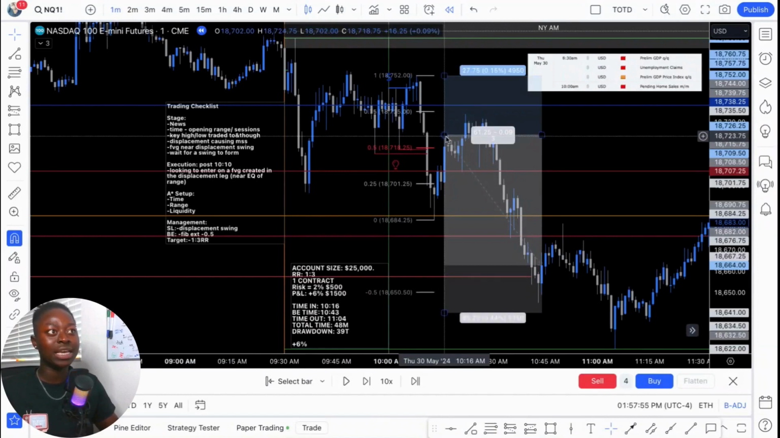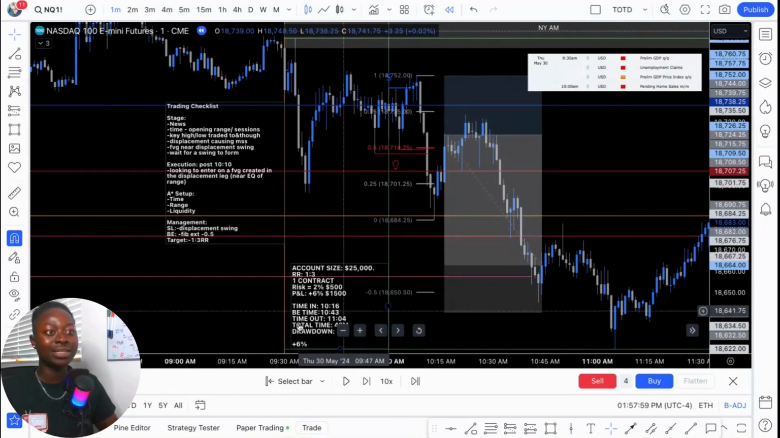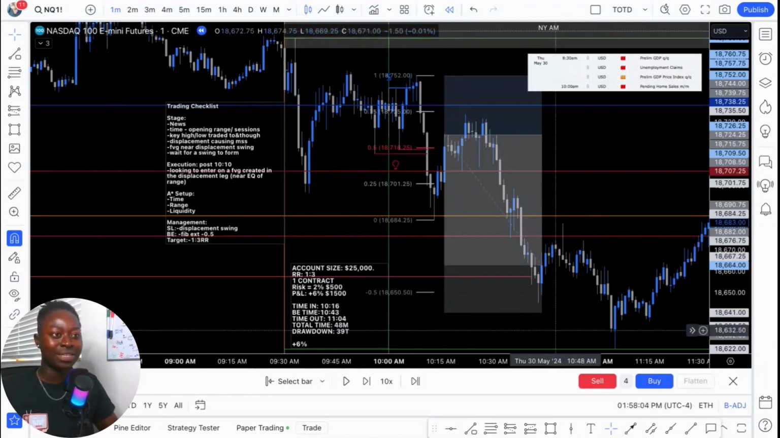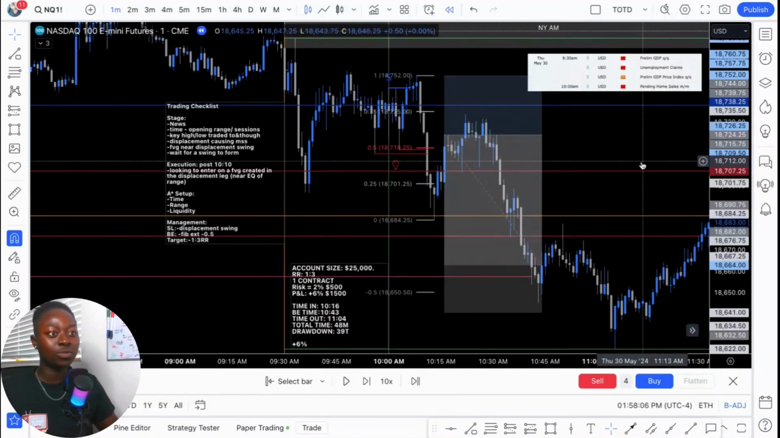You would have been tagged in this trade at 10:16, breaking even at 10:43, getting taken out of that trade at 11:04 for a total time of 48 minutes in this trade. Drawdown in this trade was 39 ticks for a 6% bag and tag.